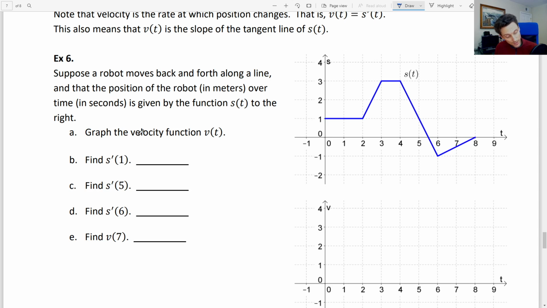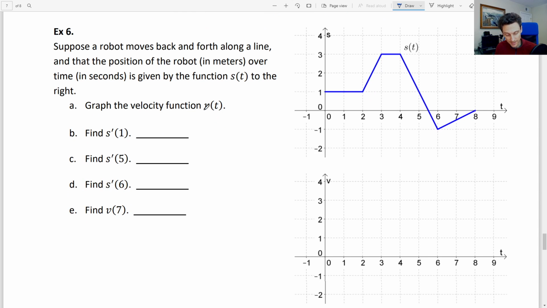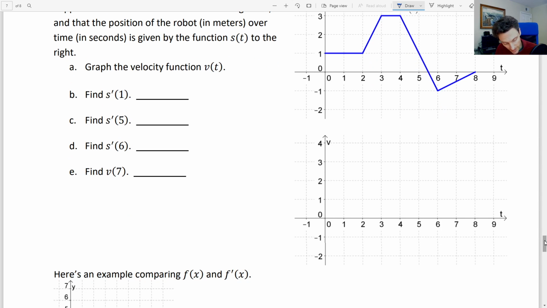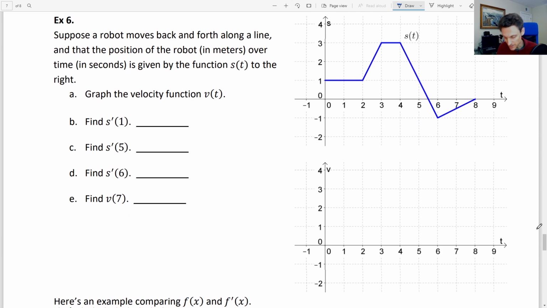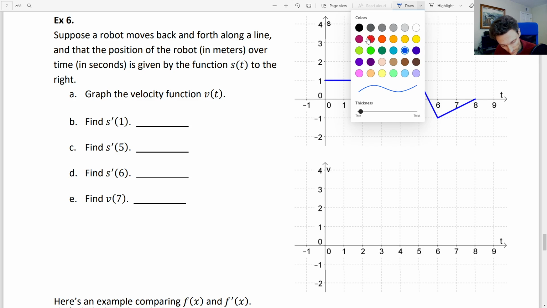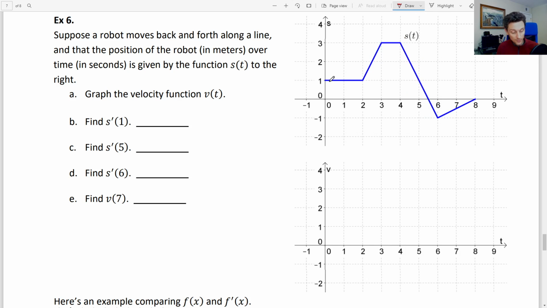So the first job is to graph the velocity function v of t, and there's a space down below to do that. Here on the y-axis we have velocity. Well, the velocity is going to be the rate at which the position function is changing at any time. If you look at the first 2 seconds, what is the velocity? If you said 0, that would be correct. The robot is not moving, so the change in position is 0 meters per second.